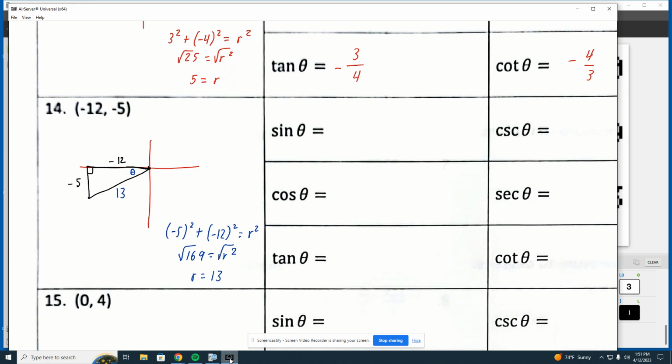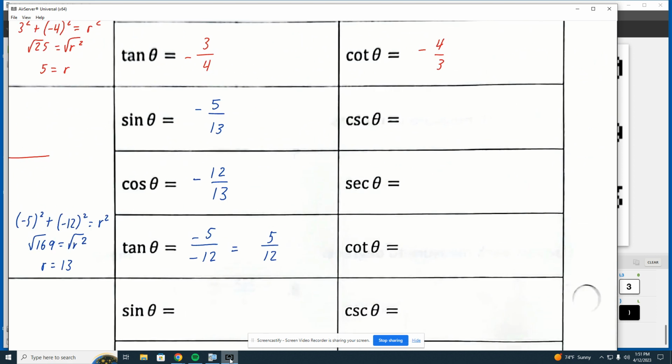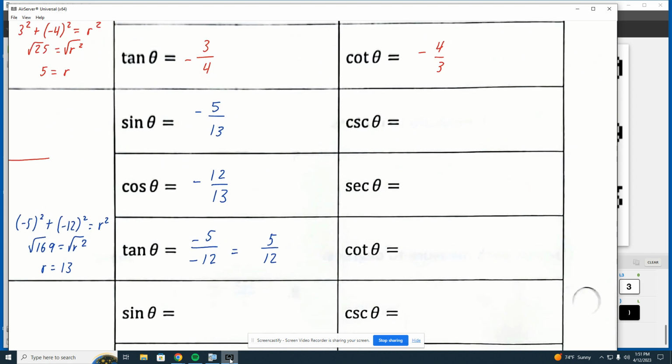So now, whether I use those fractions or whether I use SOHCAHTOA, I can figure this out. From theta, the opposite leg is negative 5 over the hypotenuse, 13. Cosine's the adjacent leg, that's negative 12 over 13. And then tangent is the opposite leg, negative 5, over the adjacent leg, negative 12. And those, of course, will cancel and become positive 5 over 12. Now flip all those. Cosecant is the inverse of sine, so it's negative 13 over 5.